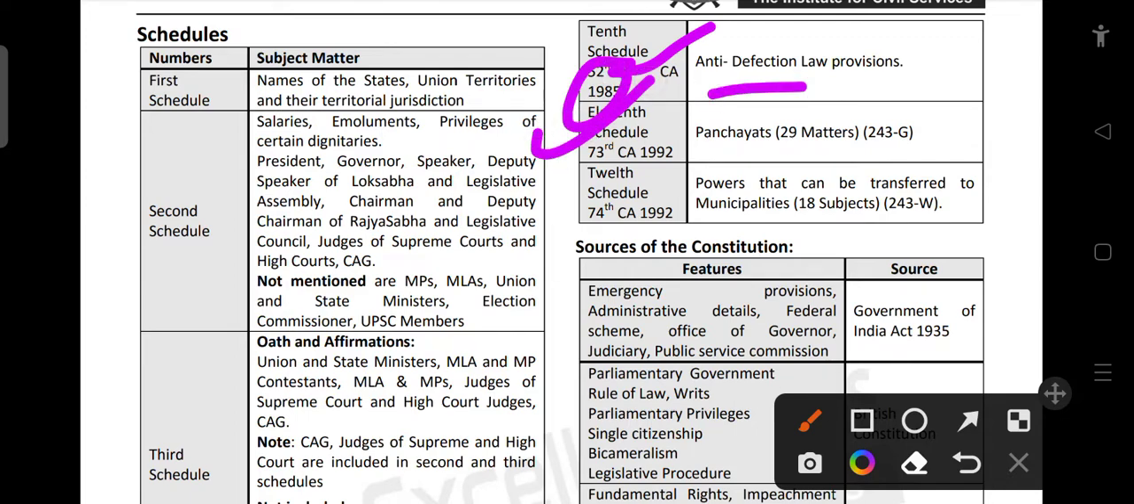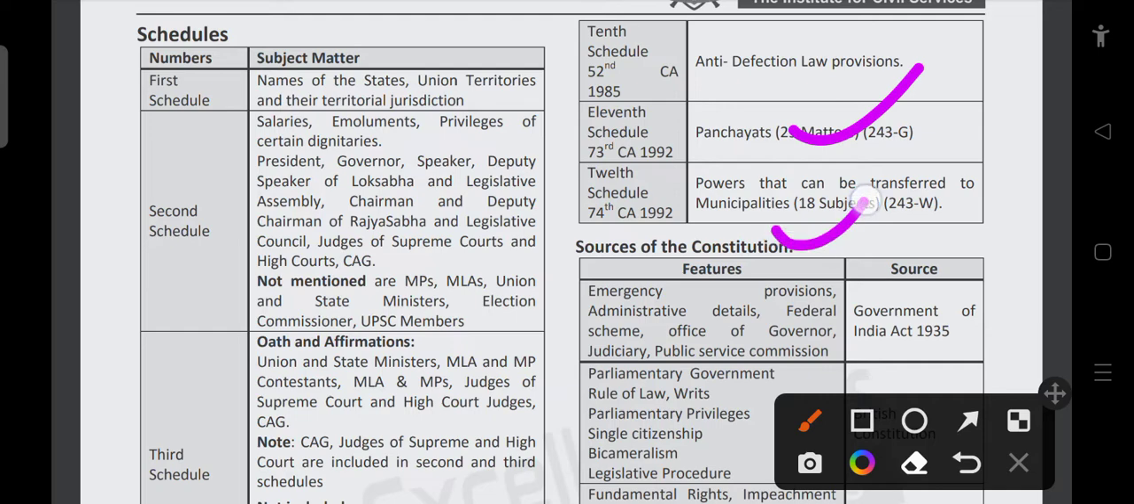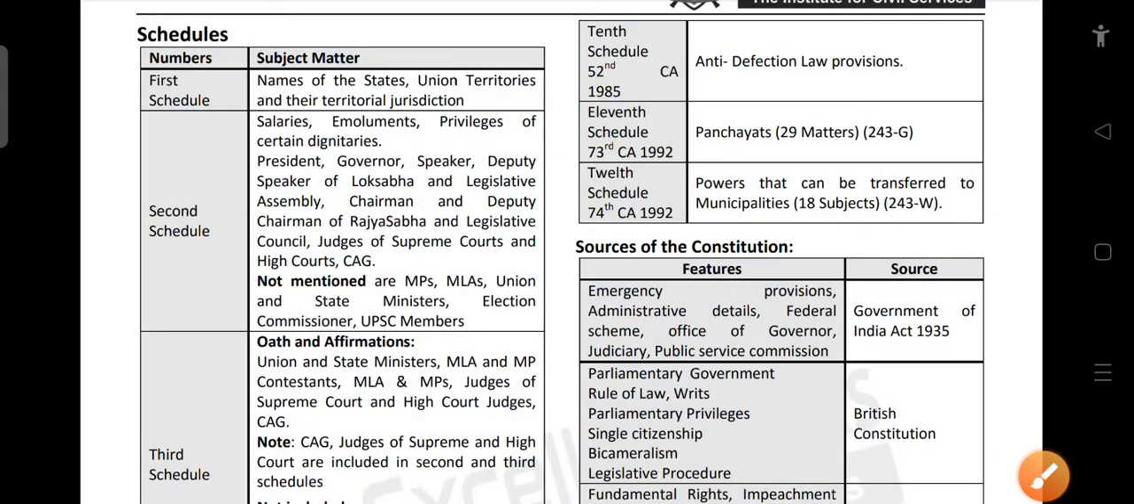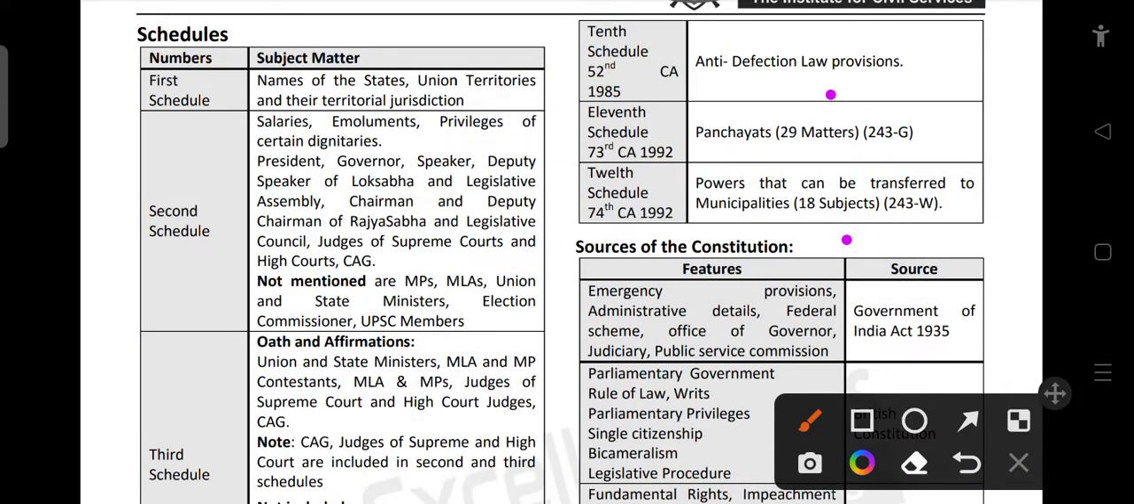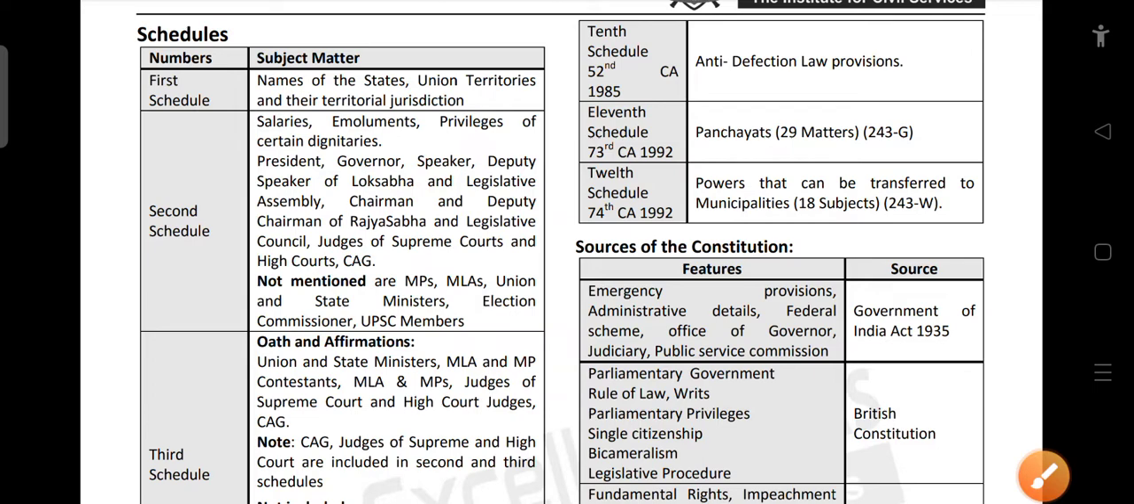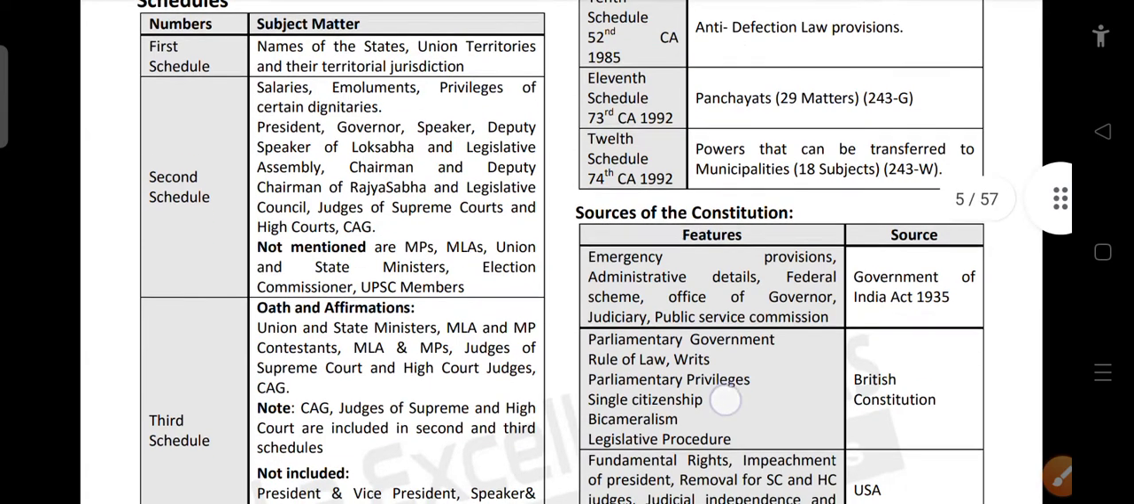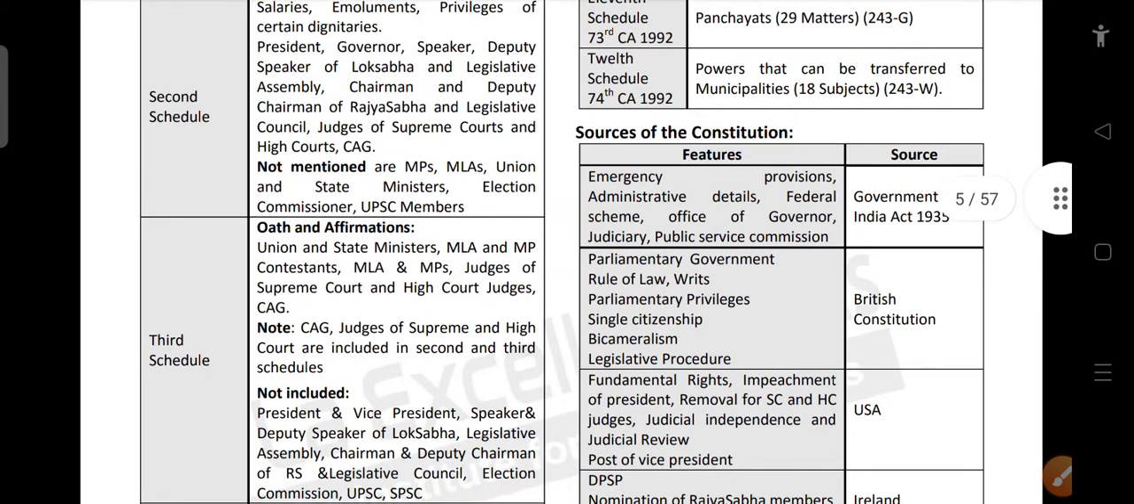The 11th schedule, 73rd amendment, and the 12th schedule, 74th amendment, both are in 1992. This talks about panchayats and this talks about municipalities. 29 subjects, 18 subjects, Article 243G, Article 243W. So all these are about the important schedules and the latest amendments added in the Constitution. Now let us look into the sources of the Constitution.